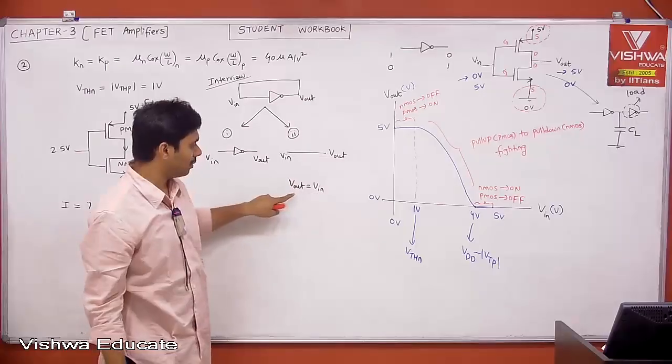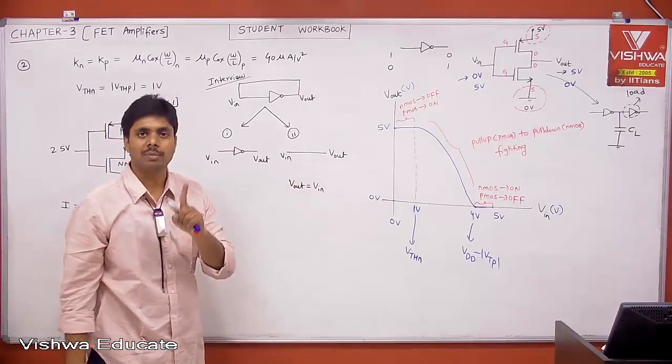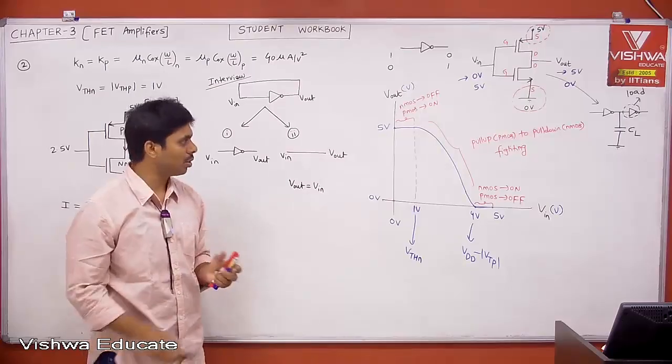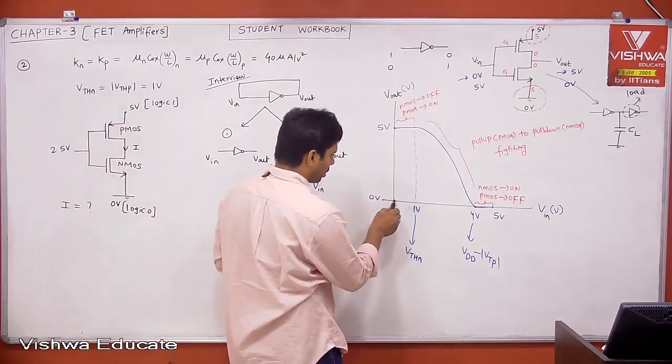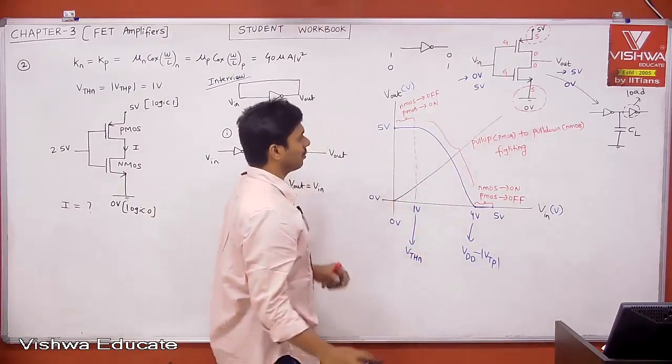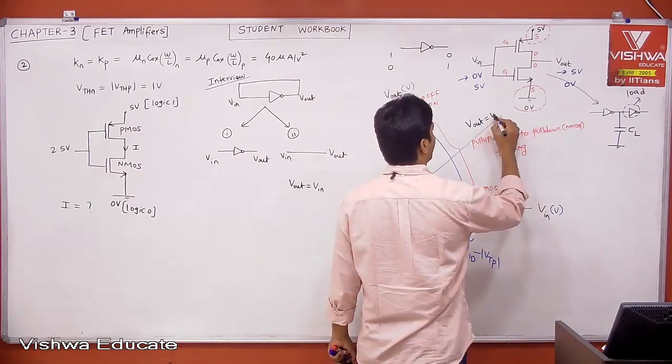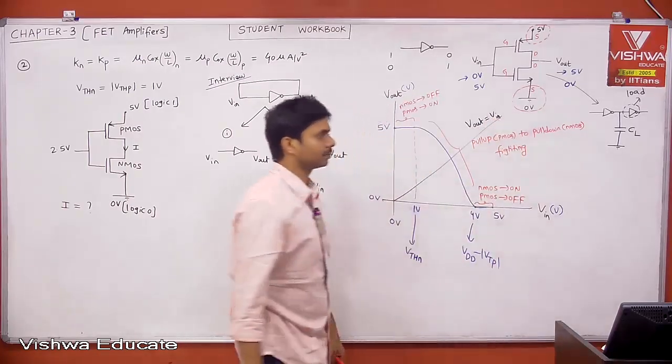Now, what is V out is equal to V in? Y is equal to mx, where m is equal to 1. Then y is equal to x. What is y is equal to x? Straight line passing through origin. Therefore, this is nothing but V out is equal to V in.